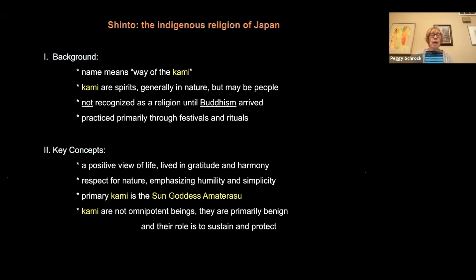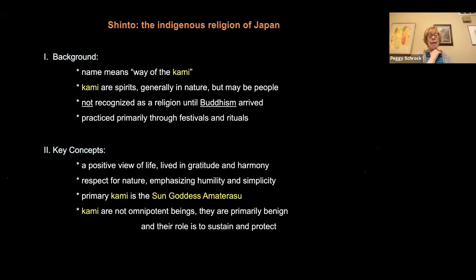Key concepts, it's largely positive. It's really a kind of celebration of life. Few of the kami are what you would call evil. The ones that cause trouble are mostly more like little tricksters, and they often learn their lesson. It's not like there are evil demons or anything like that. Respect for nature, again, the belief system itself is so rooted in humility and simplicity. You can see why the aesthetic is going to affect what they create.